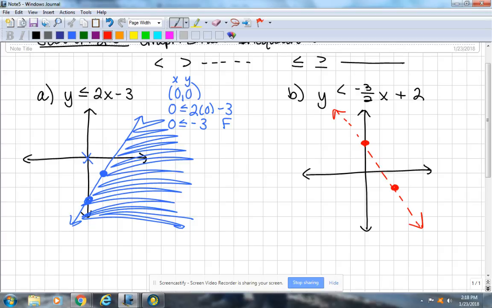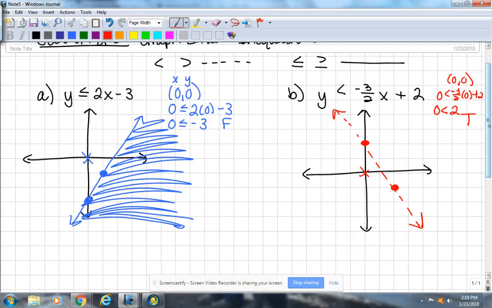After we graph a line, we have to check a test point and shade a region. So what do y'all want to use for your test point? 0, 0. It doesn't matter. You can pick a lot of other points as long as it's not on the boundary. So we're going to have 0 is less than negative 3 over 2 times 0 plus 2. That makes 0, and 0 plus 2 is 2, right? So 0 is less than 2. True or false? That one is true.